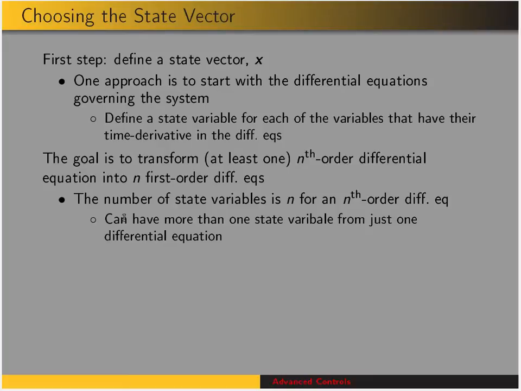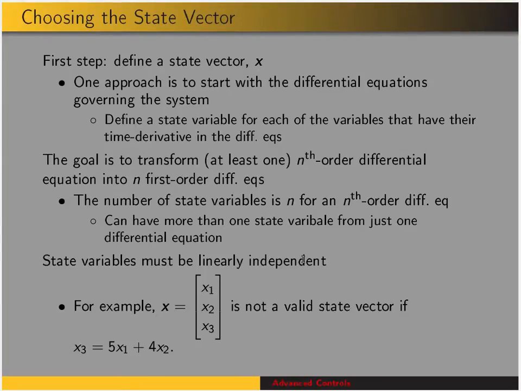And what's implied by this is that we can have more than one state variable from just one differential equation. And I mention that because it's different from modeling in the frequency domain, where the number of equations was equal to the number of degrees of freedom, or independent motions, in the system. Here we could have just one motion, but still have n first order differential equations.